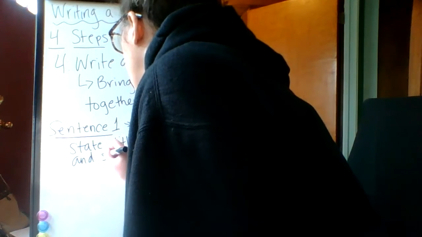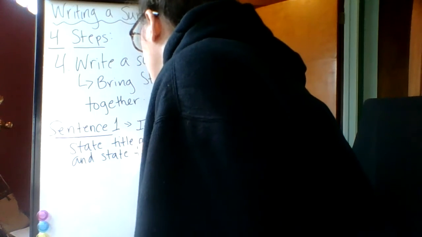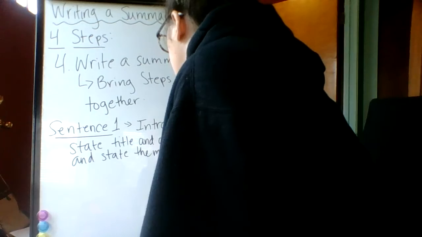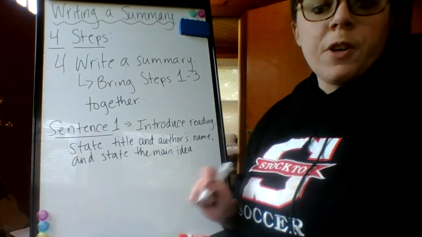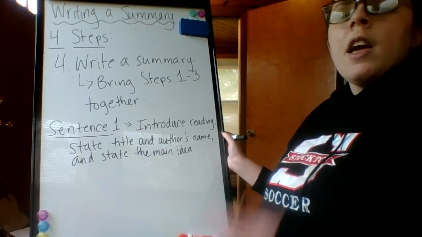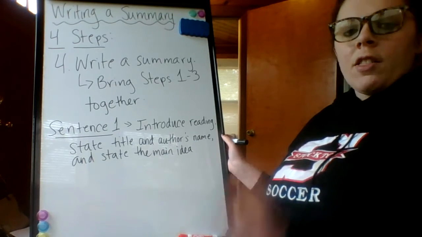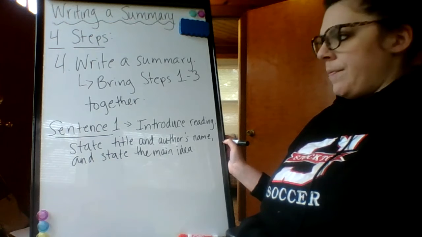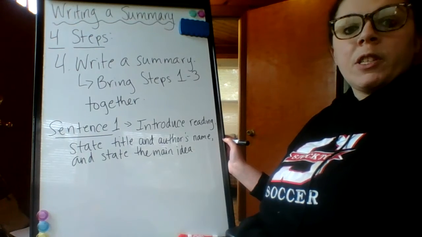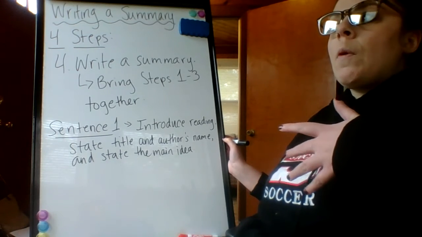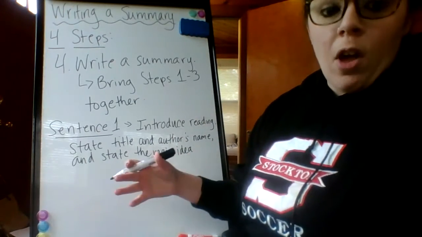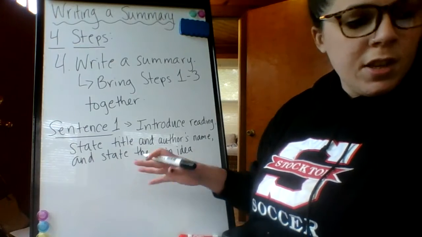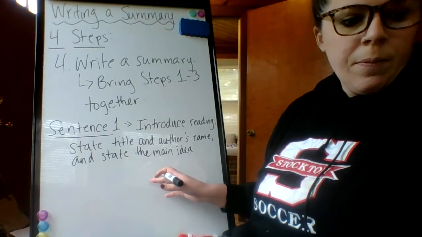And the last thing we need is the main idea. That's your first sentence. You want to introduce the reading, and you can do that by stating the title and the author's name, and then you want to state the main idea. So that should be your first sentence. Now, your first sentence is always going to be the same, but depending on how long and how difficult the passage is, you might need more sentences in the middle.